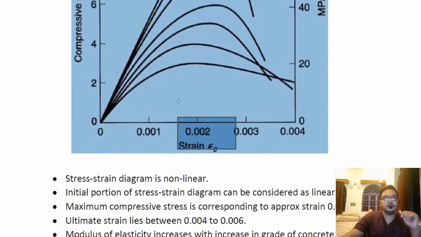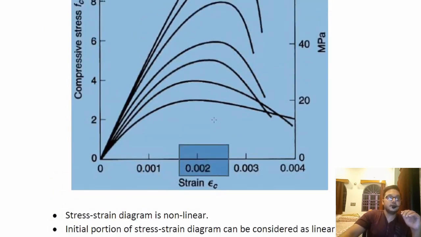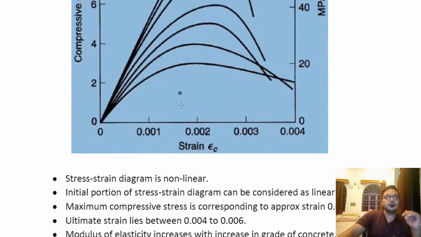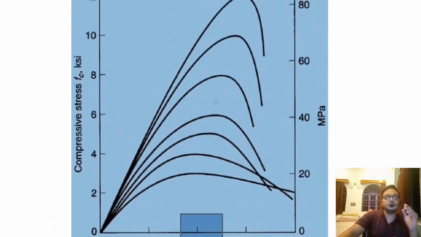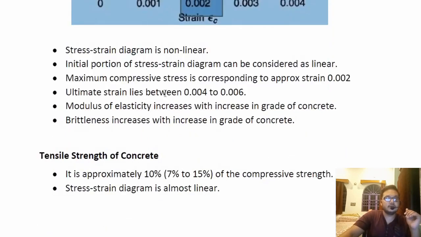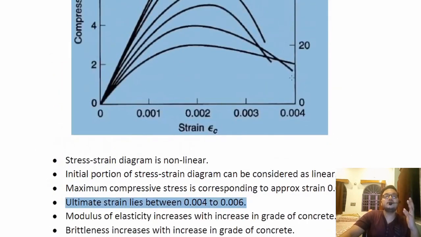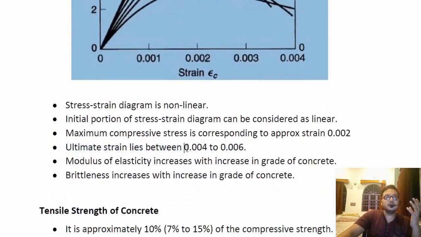Most of them achieve the peak compressive strength values at 0.002 strain, or somewhat higher values for some higher grades of concrete. The ultimate strain, that is the maximum amount of strain a concrete will show, lies between 0.004 to 0.006.